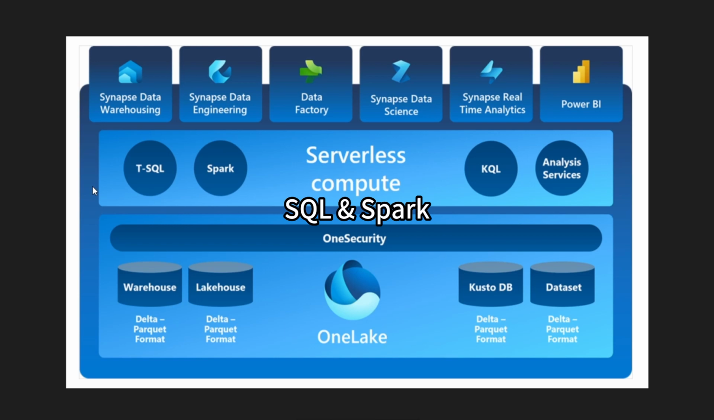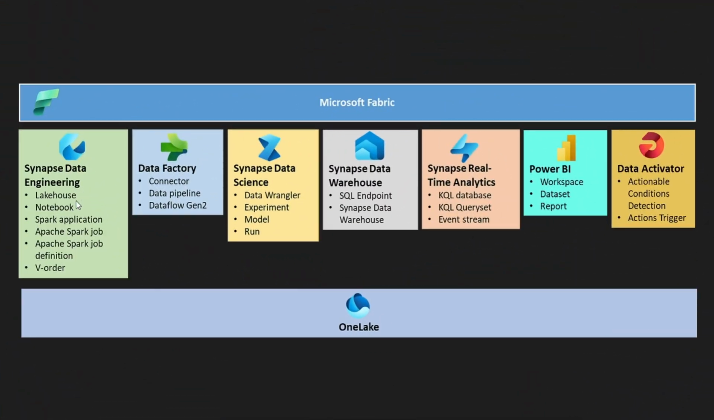You have Apache Spark for distributed parallel computing. Today we will cover data engineering for Lakehouse, Notebook, and some Spark jobs. For Data Factory, I will cover connectors, data pipelines, and Dataflow Gen2. For data science, I will cover Data Wrangler and running Spark jobs. And for data warehouse, I will cover the SQL endpoint and data warehouse.